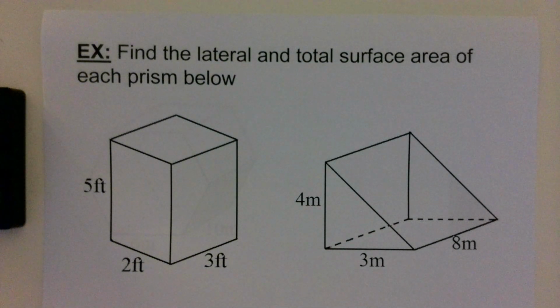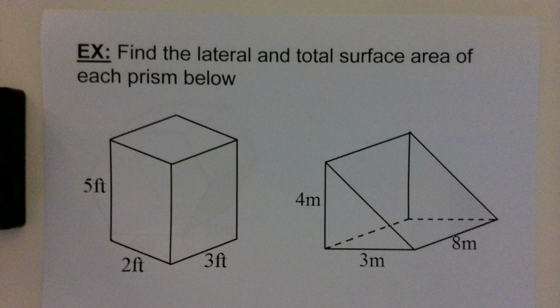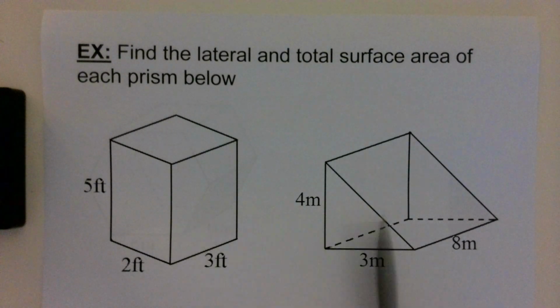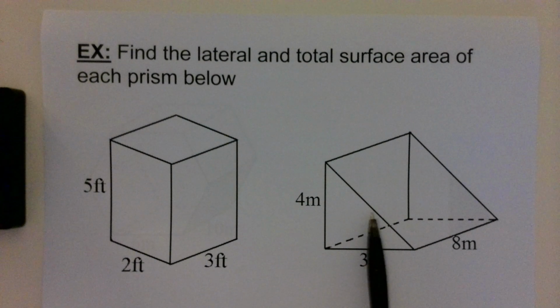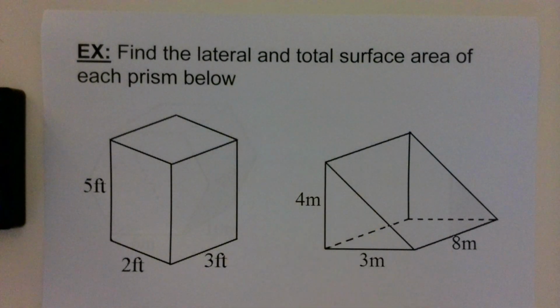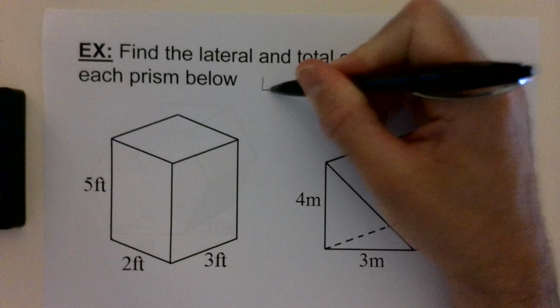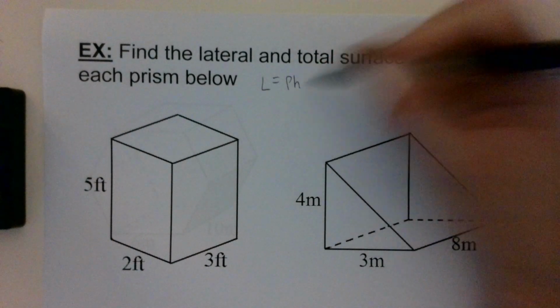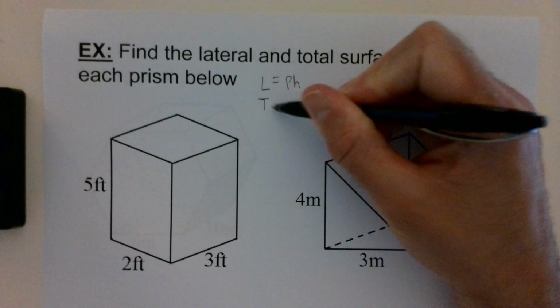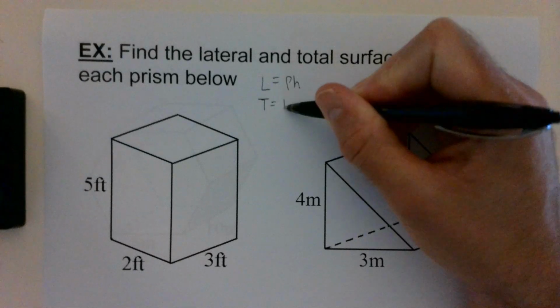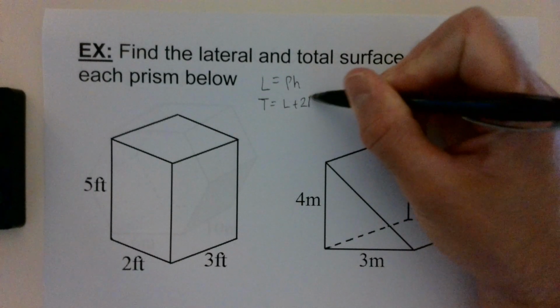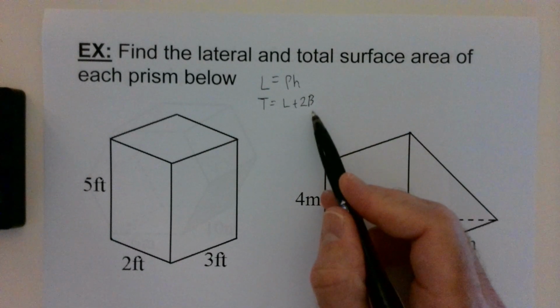Now that we have our two formulas for lateral and total surface area, we're going to practice using them. So here I have two prisms and they want me to find the lateral and the total surface area. So just remember those formulas. L equals pH. T for total is going to be L plus 2B, where capital B is the area of the base.